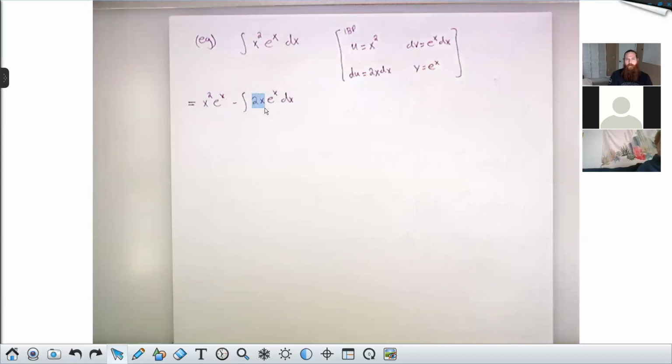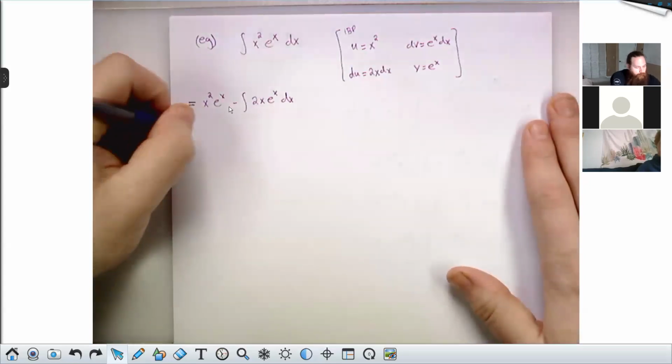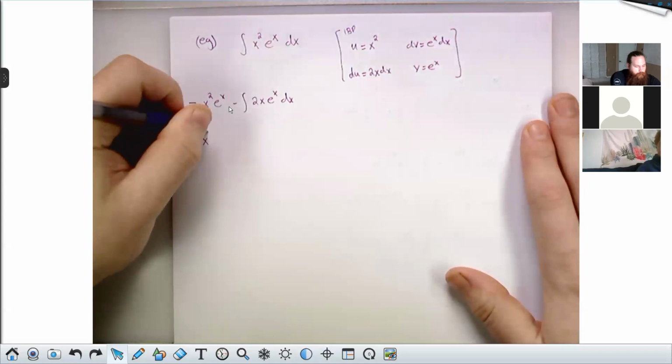But this is a polynomial times e to the x. It's the same sort of thing we started with. And if I did this just one more time where I pick this piece to be u and this piece to be dv, then this piece will differentiate to a constant. So what I need to do here is run integration by parts one more time. Now, normally what I would do here is I would pop out the 2.